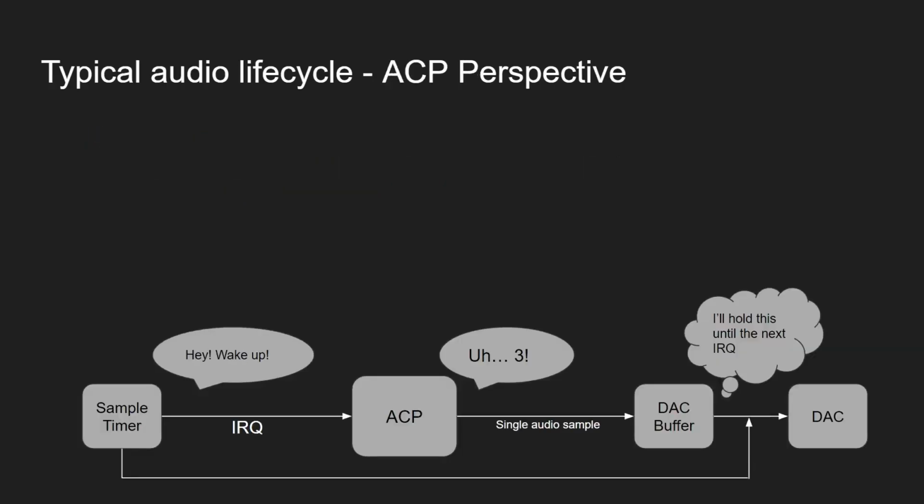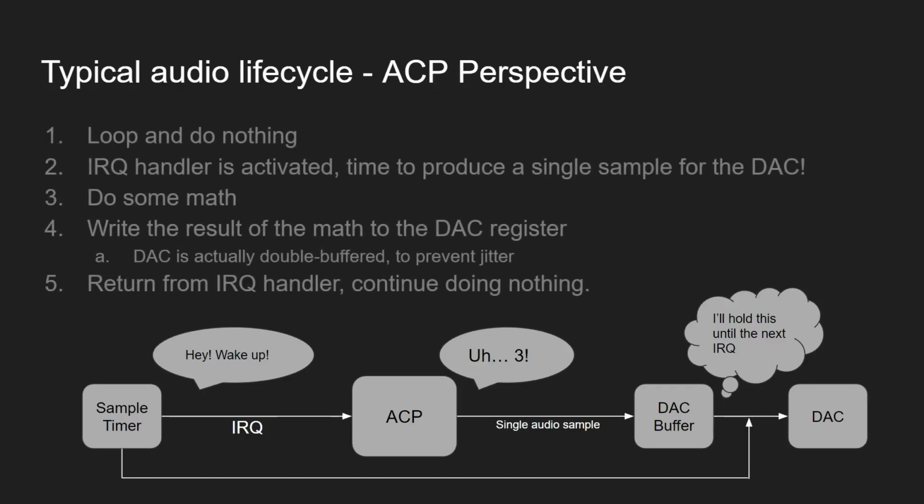The previous slide showed the CPU's role in making sound, but what about the ACP? Well, its job is typically a lot simpler. Most of the code in an ACP program will likely be in its IRQ handler. When the IRQ handler runs, it computes a single sample and writes it to the DAC buffer. Because the time to compute a sample may vary, the DAC buffer is copied to the actual DAC when the next IRQ signal arrives. This prevents jitter, a variation in sample rate, without having to worry about it in code.